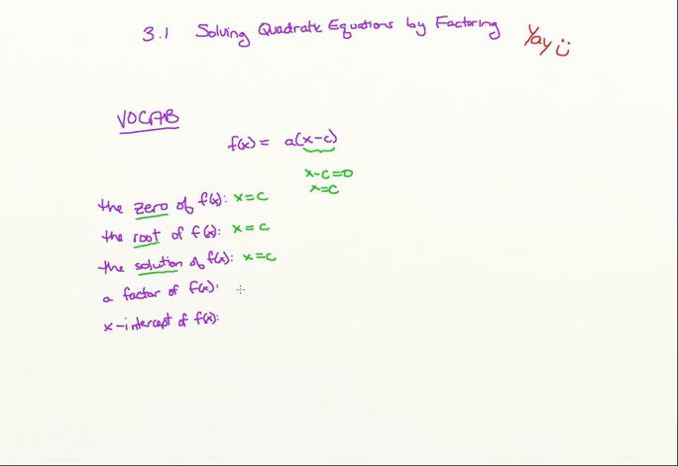A factor of f of x would be just the x minus c. And the x-intercept of f of x is when y equals 0, we get a times x minus c. Again, we could have a equals 0 or x minus c equals 0. A is a real number, so it can't equal 0. So x minus c can equal 0. In this case, x equals c. And so our x-intercept is y is 0, x is c.